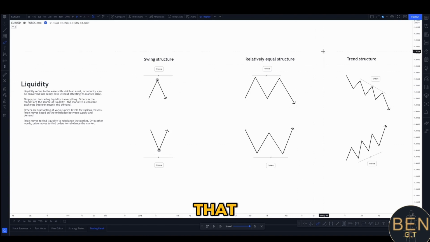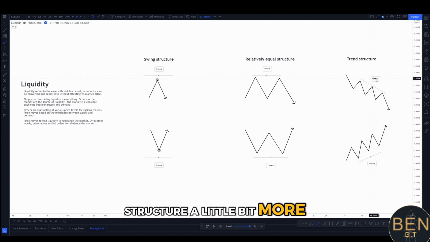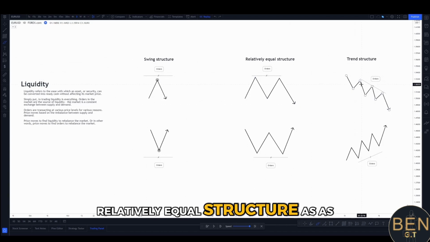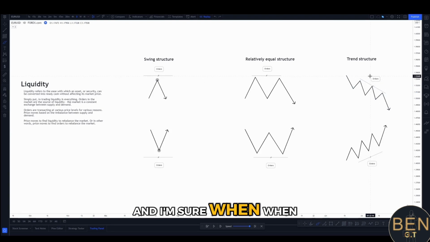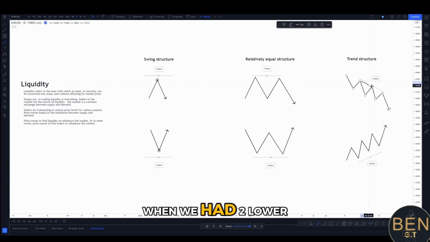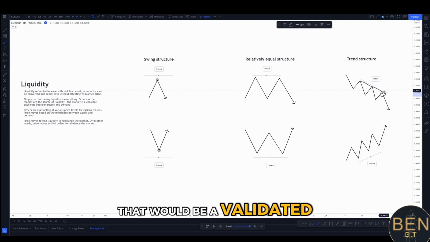So now that we've looked at that, we can look at trend structure a little bit more. And what we can see is it's a combination of swing structure and relatively equal structure, because as we're seeing, we have this downward sloping trend structure. And I'm sure when we first started trading, a lot of us jumped into trend lines and pattern trading. And one of the things that we learned is when we had two lower highs in succession, we could draw a trend line and we'd be looking to trade the third touch, as that would be a validated trend.